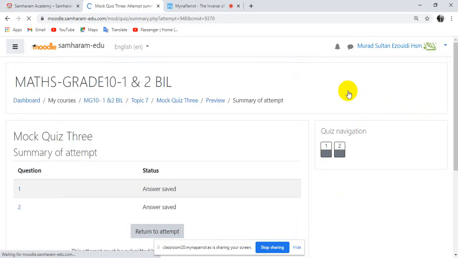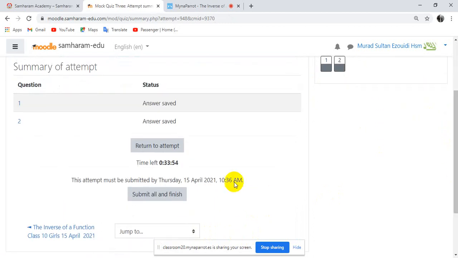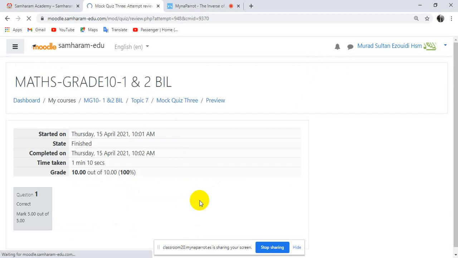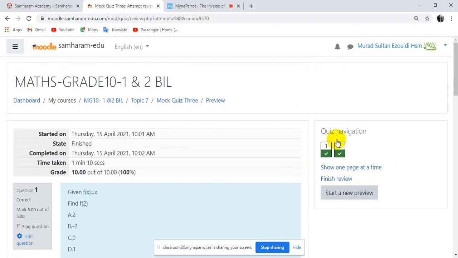Khlas, I will submit this. Okay, I will go. Here it says return to attempt. Say no need. Khlas, I finish it. Then submit all and finish. I got 10 marks. You see? Clear?